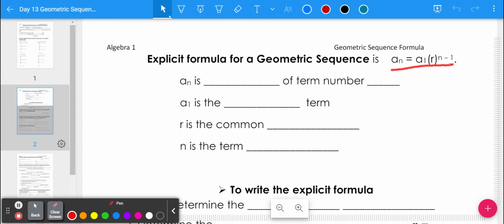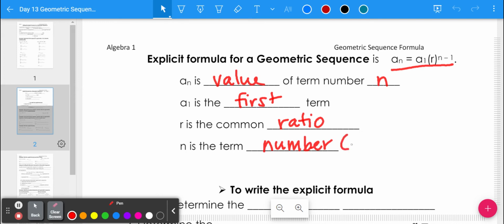A sub n will be the value of the term number n. A1 is always our first term. R is the common ratio, where n is the term number. So what place did it come in? First, second, third, etc.